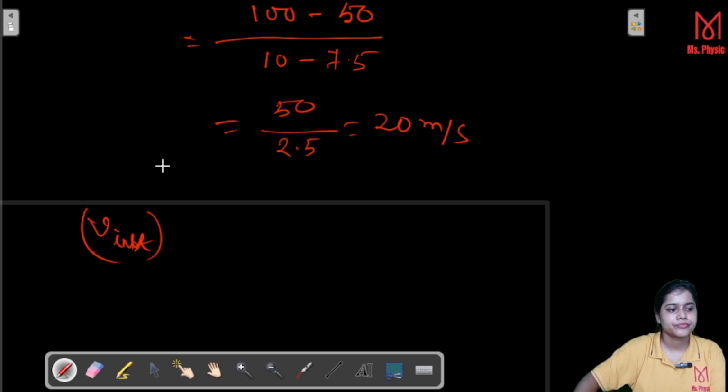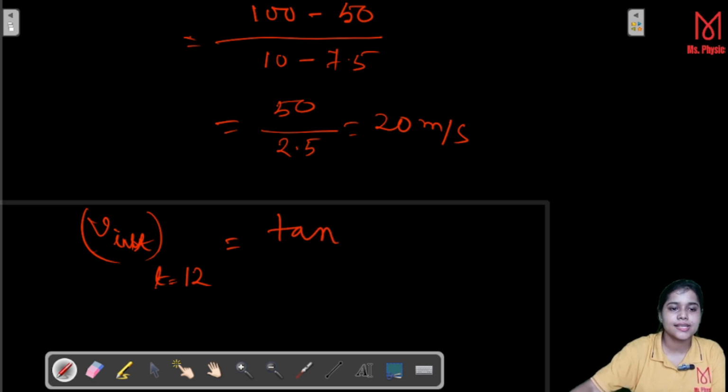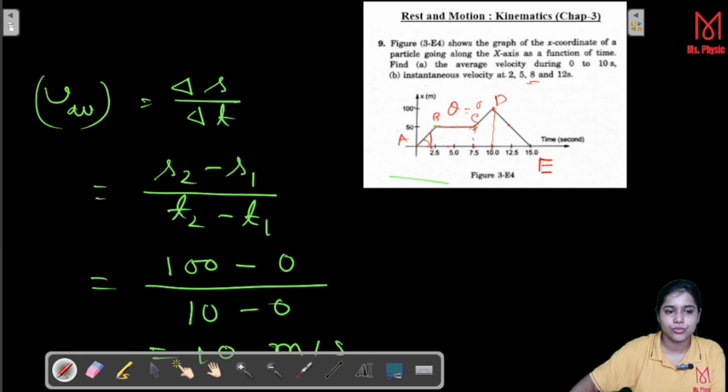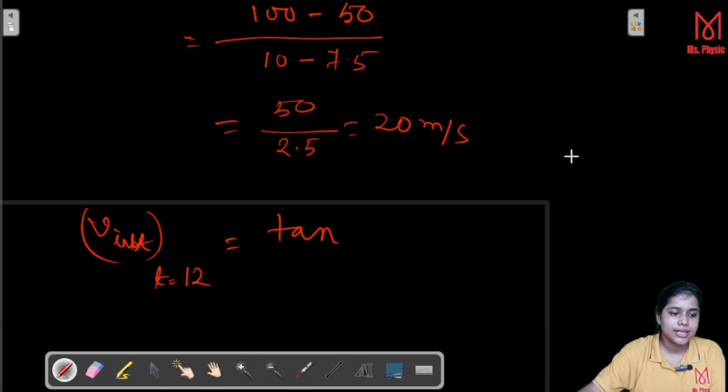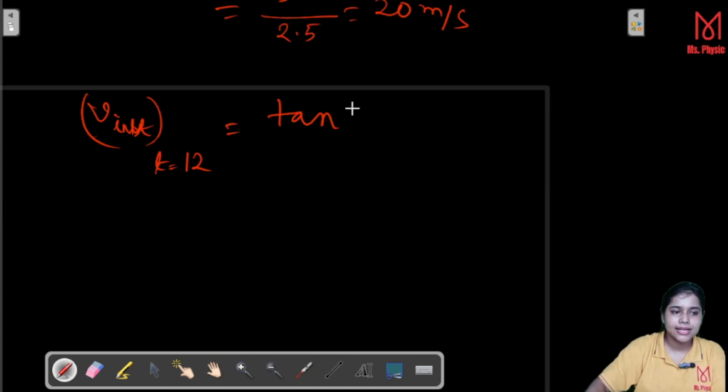for t is equal to 8. Sorry, it would be 12. T is equal to 12. But here you see that it has negative slope. That means minus theta it is. So therefore tan of minus theta is equal to minus tan theta.